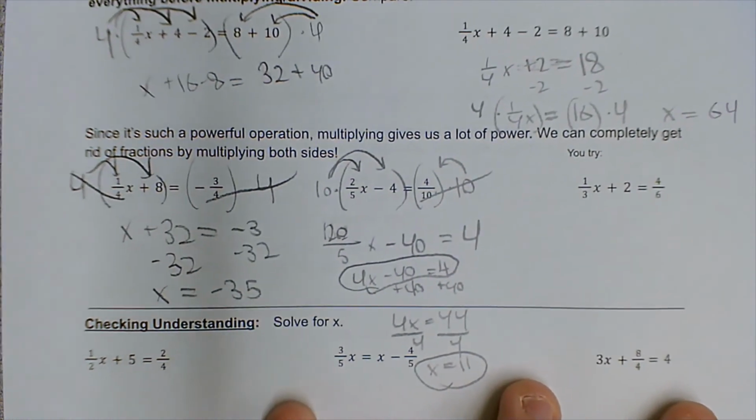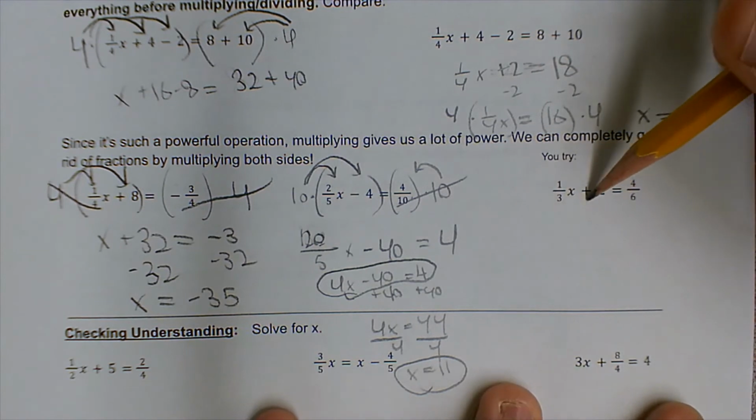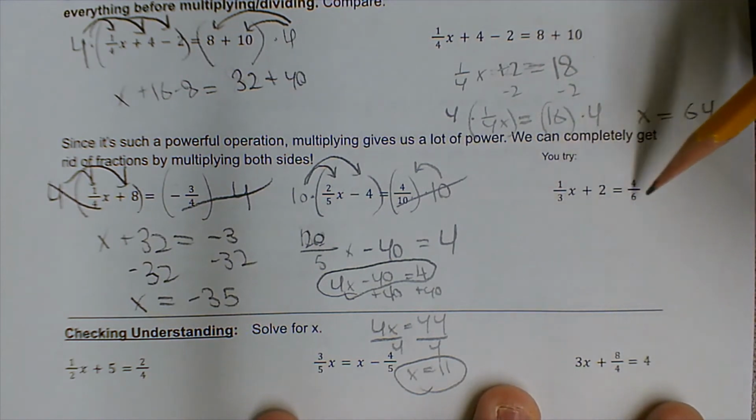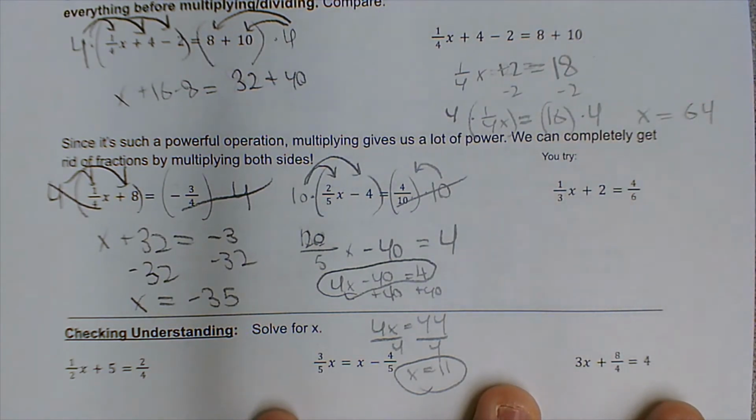I want you to do a similar process. I want you to figure out what you multiply both fractions by to get rid of the fractions. Once you're there, you should be able to solve the problem. Pause and see if you can give it your best shot. I'll explain it in a moment.